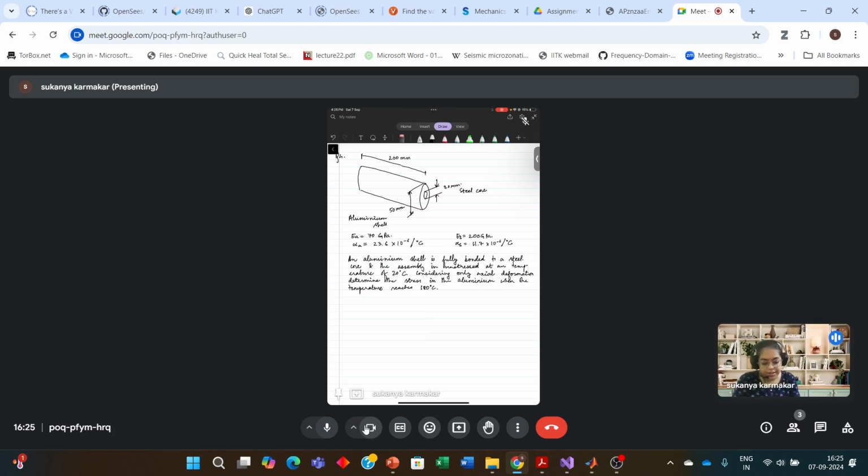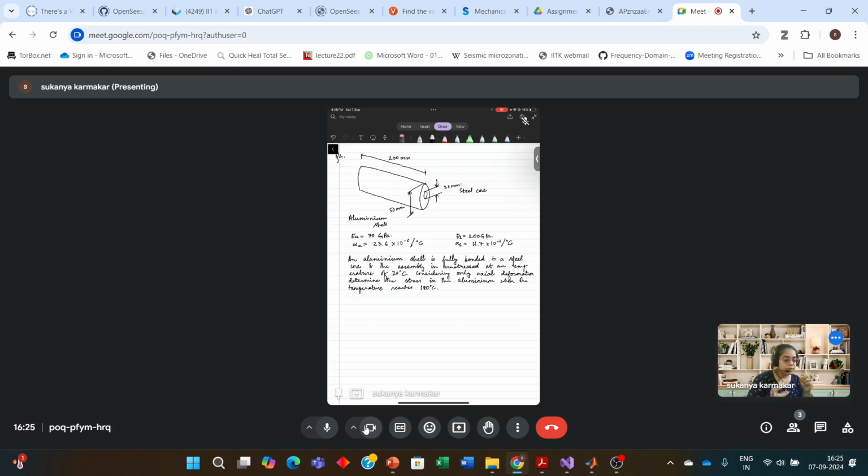Okay, welcome back. Let's resume this discussion. Basically you have a steel core, and over that you have an aluminum shell, and it is fully bonded with it. And this entire assembly is subjected to a change in temperature. Initially it was at 20 degrees Celsius, and the temperature was increased to 180 degrees Celsius. Because of this increase in temperature, you have to calculate the stress in the aluminum.